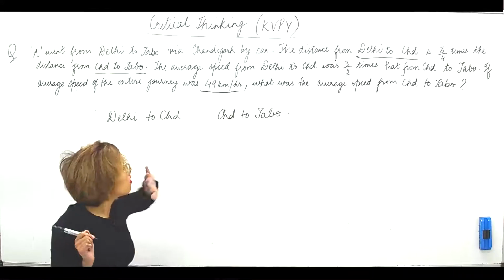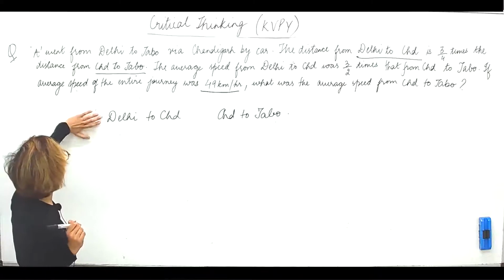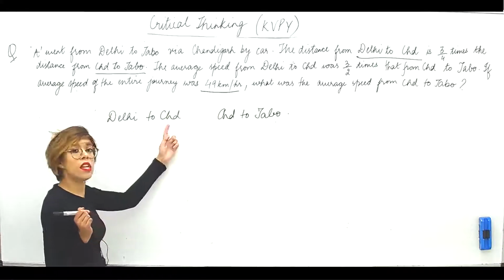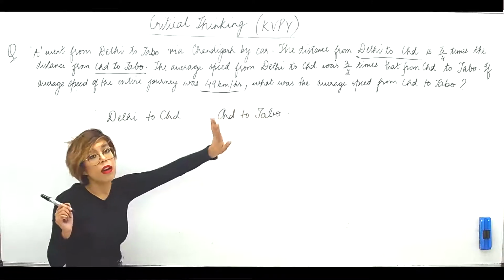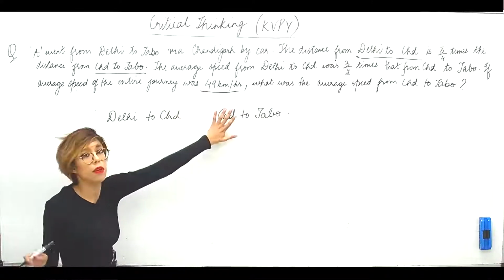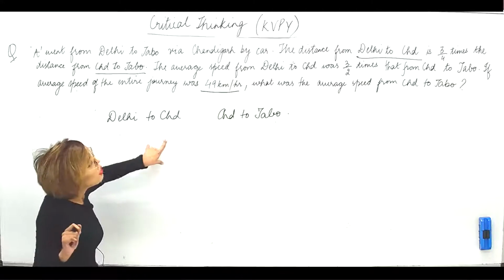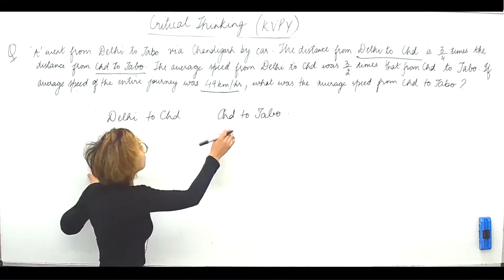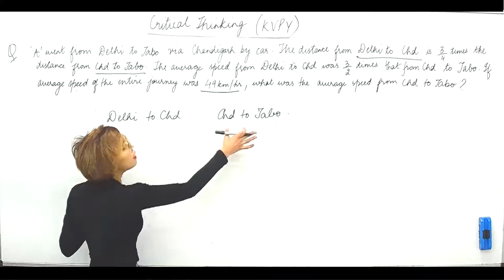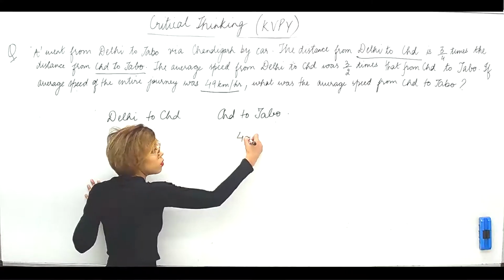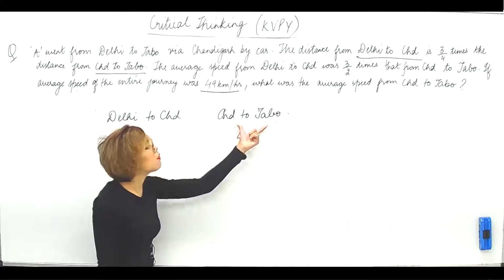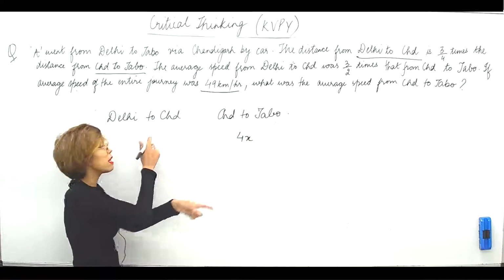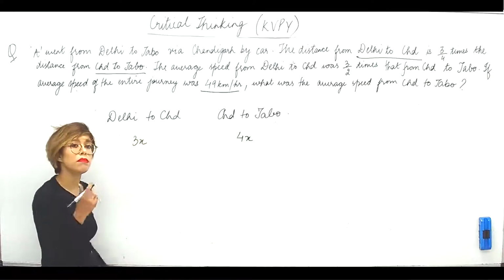Alright, let me read the question again. A is going from Delhi to Tabo via Chandigarh. So first you go from Delhi to Chandigarh, then Chandigarh to Tabo. Now the distance from Delhi to Chandigarh is 3/4 of the distance from Chandigarh to Tabo. So if this distance is 4x, because I know the ratio is given, this distance is 3/4 of 4x, so 3x.